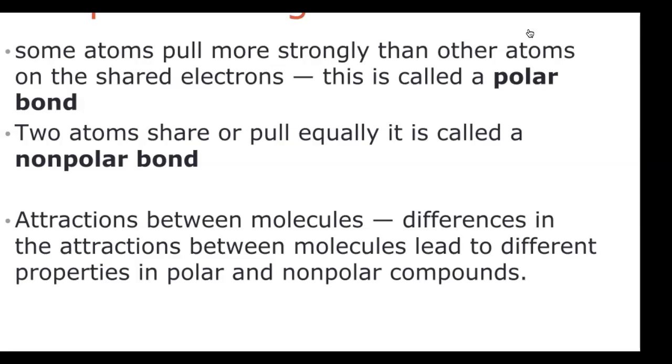So when carbon is bonding to each oxygen with a double bond in carbon dioxide, it's an equal sharing of the electrons between the oxygens and the carbon. So that's a nonpolar bond. There's no pull on the bond. These attractions between the molecules lead to different properties. Polar covalent bonds are stronger than nonpolar covalent bonds.